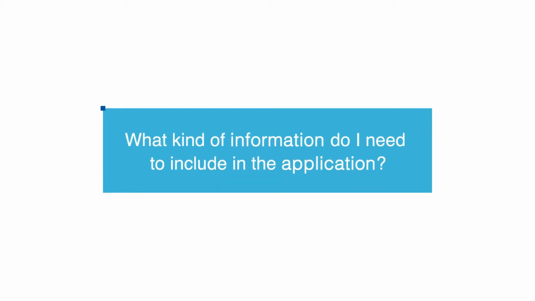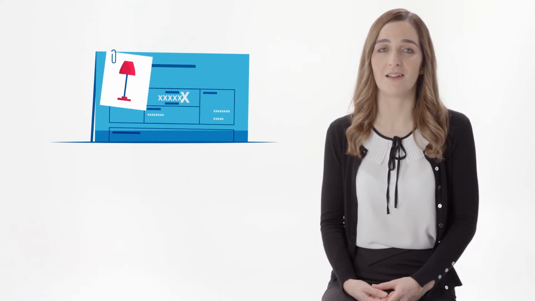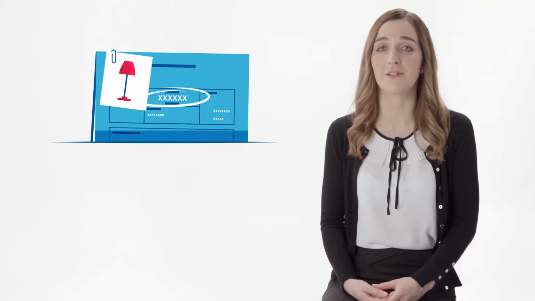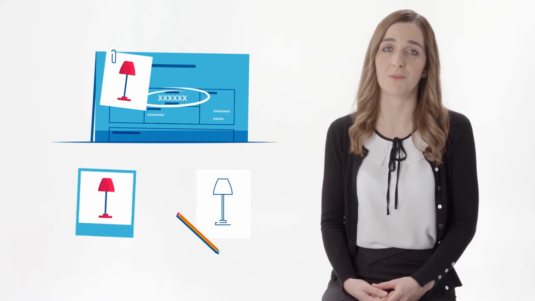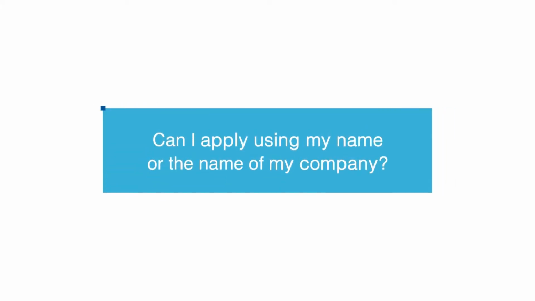What kind of information do I need to include in the application? You will need your name, address and contact details, a graphical representation of your design, which means that we need clear, sharp images of what you actually want to register. This may take the form of photographs or drawings with a neutral background, and an indication as to what the design refers to.